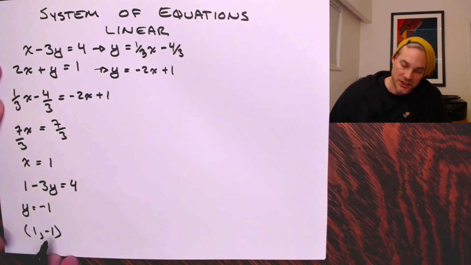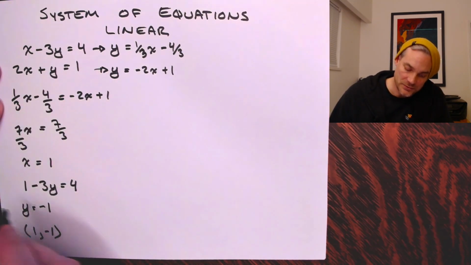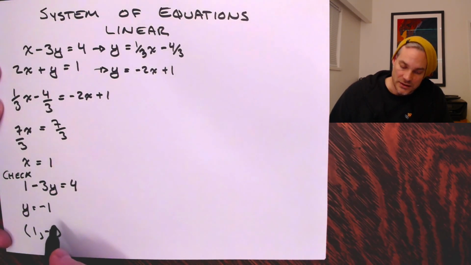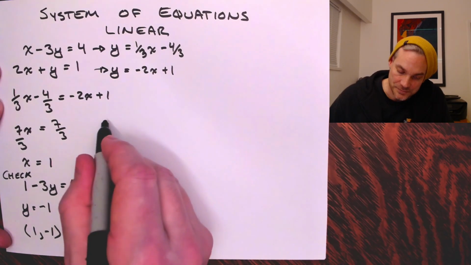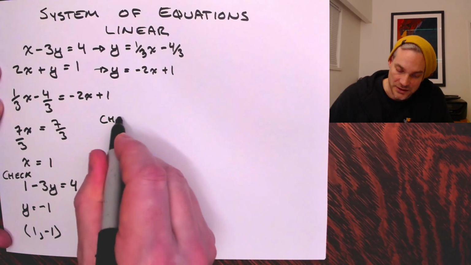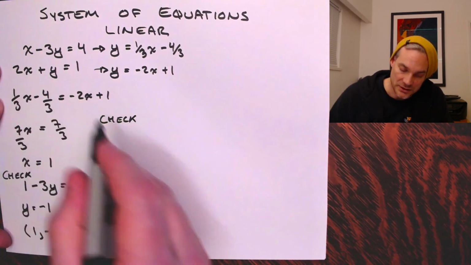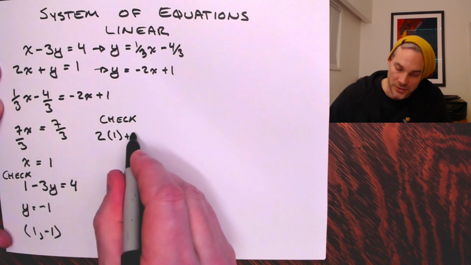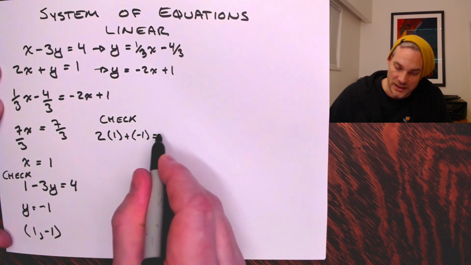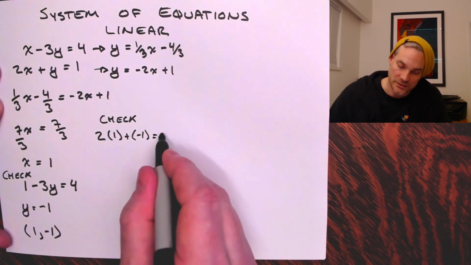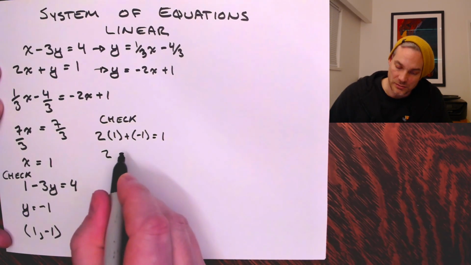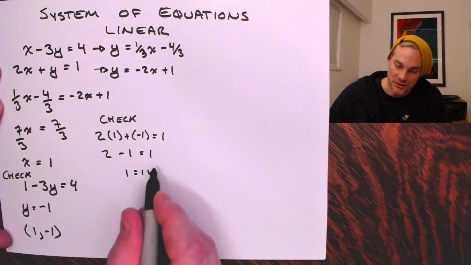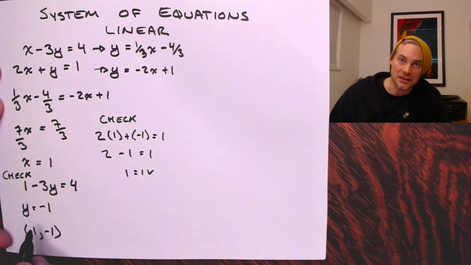Now why don't we check that in the other equation? So this is a check. We're going to see that it satisfies the other equation. So now it's 2 times 1 plus negative 1, and that has to equal 1. So that's 2 minus 1 equals 1, and that is 1 equals 1. So it works. So this is an intersection.